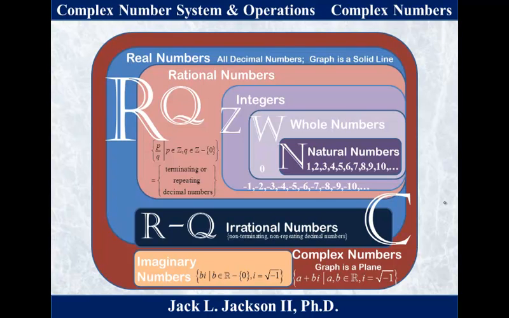Now, of course, if the b is 0, we just get real numbers, so the real numbers are complex numbers. If the a is 0 and b is not 0, you get numbers of the form bi, where b is a real number but not 0. Those are called the imaginary numbers, or pure imaginary numbers.